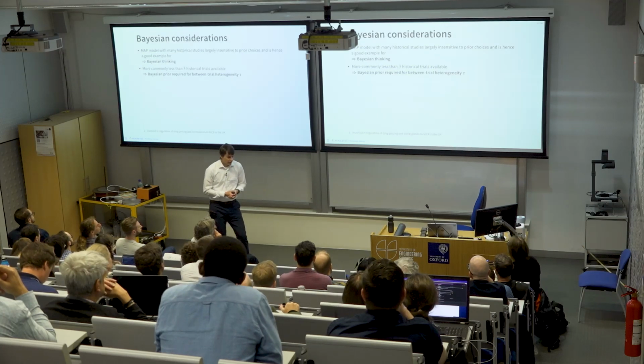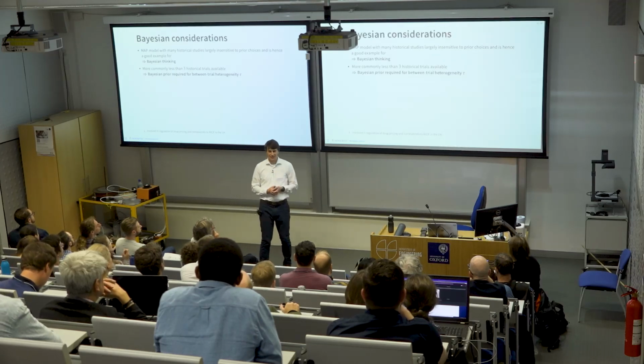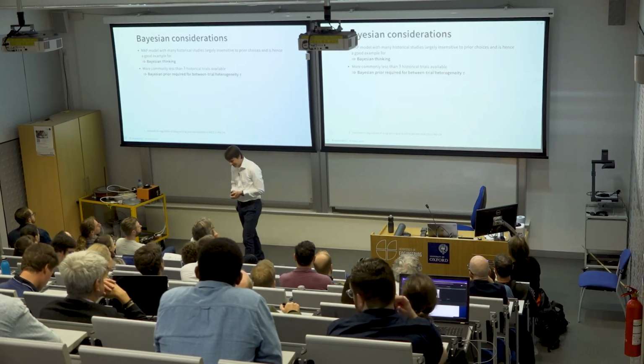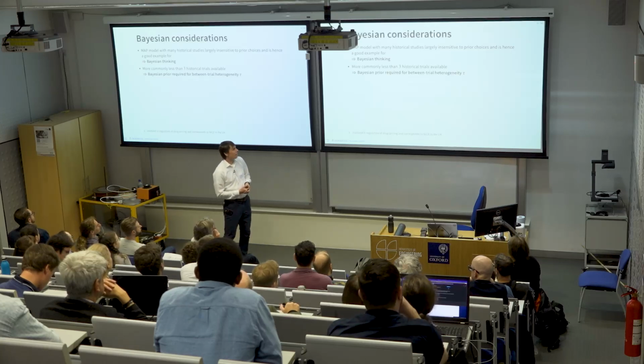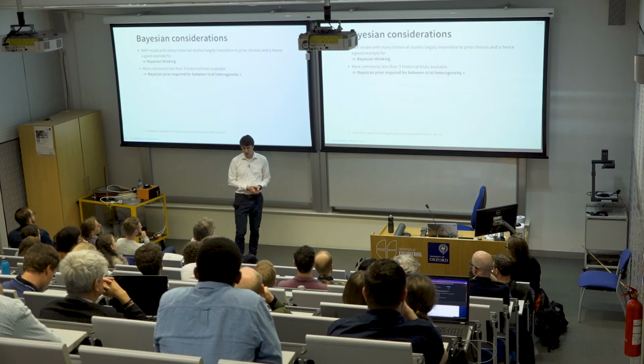Some basic considerations here. The model with many historical studies, and 8 studies is a lot actually, is largely insensitive to the prior choices, and is, from my view, a very good example for what I would call Bayesian thinking. So we put our trial data into the context of the world, into the context of other data, basically. This is Bayesian thinking, but priors themselves are not really important in this case. You can just throw in priors which are known to be super conservative, and the data will take care of the rest, and you're good.